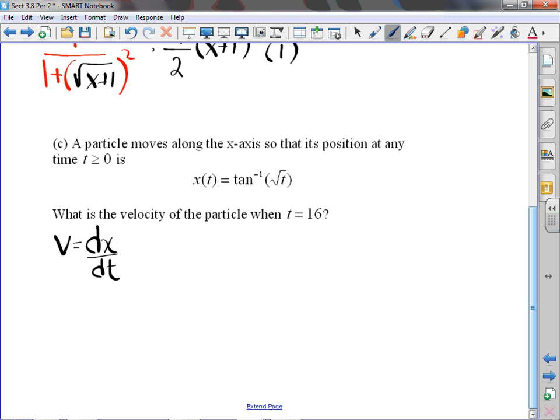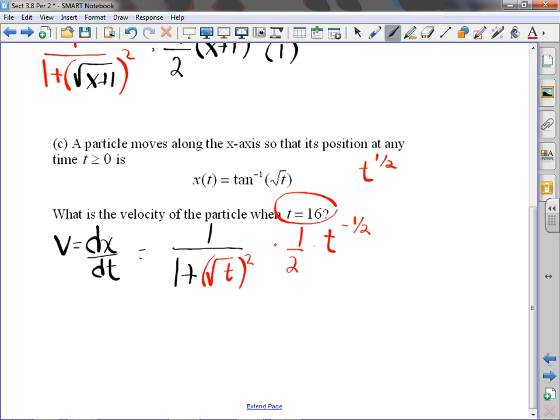Okay, so I'm going to do this. It's 1 over 1 plus the square root of t squared. That's just going to be 1 plus t, right? Times the derivative of the square root of t. Well, it's t to the 1/2. So it's what? 1/2 times t to the negative 1/2. And I have to evaluate it at 16. So I think I would like to simplify it before I put the 16 in there.